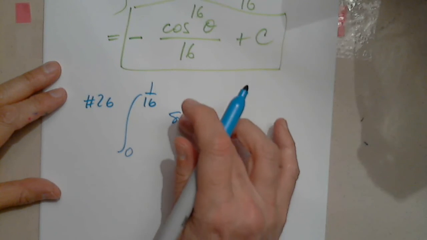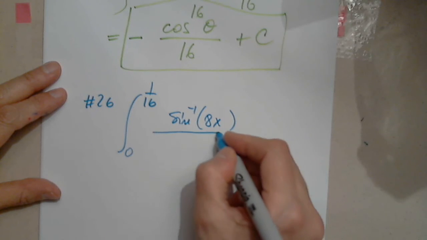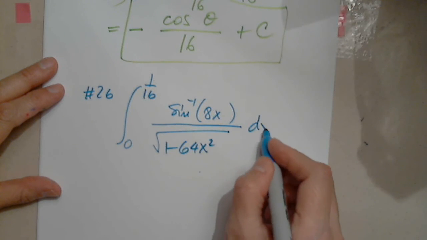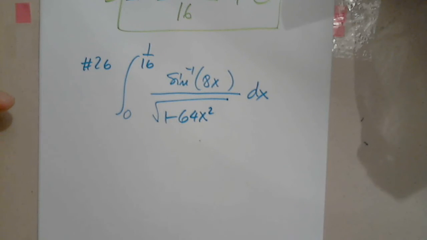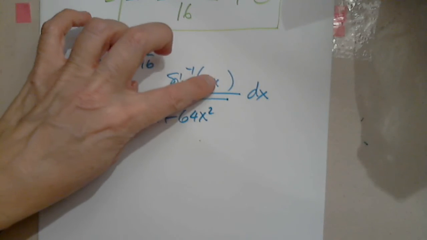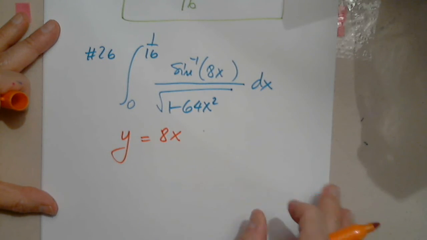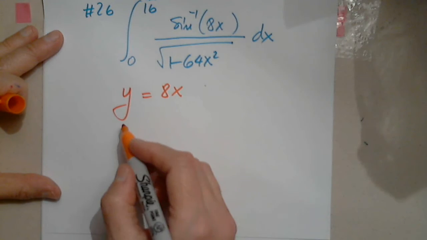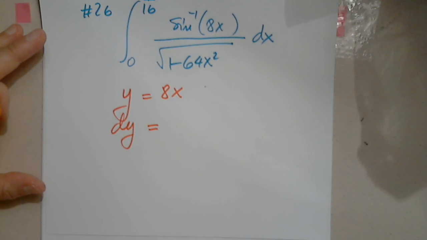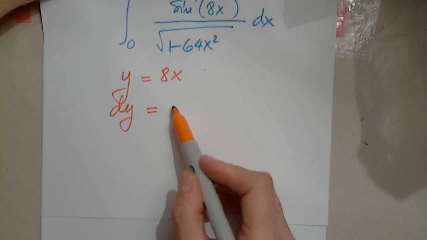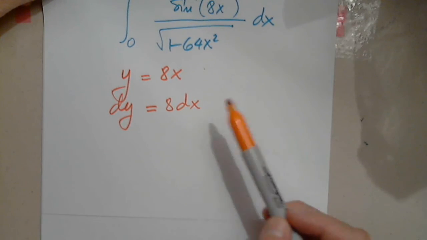So sine inverse, do not consider this 1 over. It's arc sine over the square root of 1 minus 64x squared dx. So I see a function inside another function, and I would like to get rid of this. That's my first thought. So I'm going to say let y be 8x. But is dy in the problem? What does dy equal to? Dy is 8 dx. Do I have 8 in there?